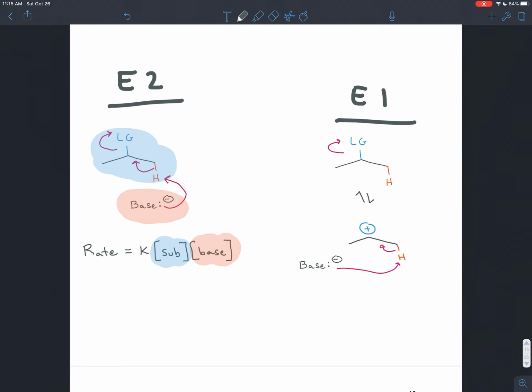So the rate limiting step here in an E1 reaction is this first step. It would be as if that first step takes 15 minutes and the second step takes like 100 trillionths of a second, just to conceptualize the difference. The rate is really determined by that first step. And so, notice the only thing involved in that first step is the substrate. The base is not involved in that at all.